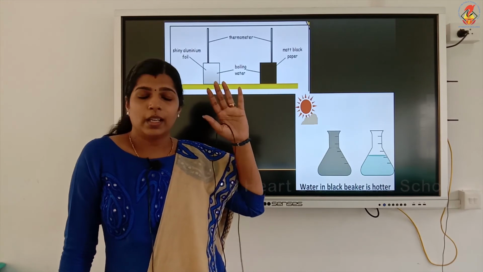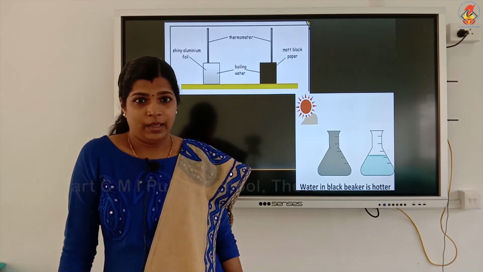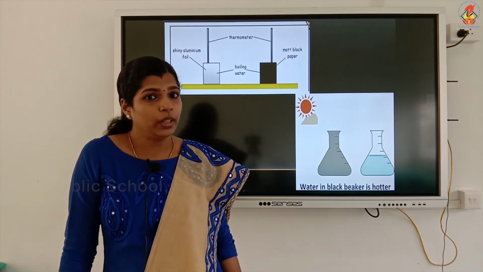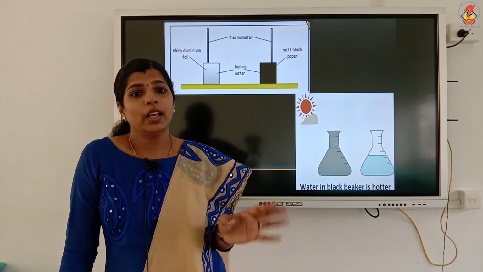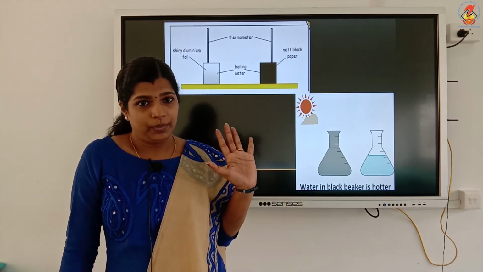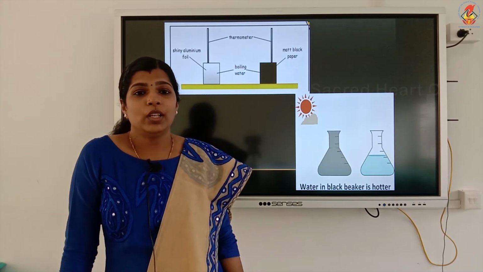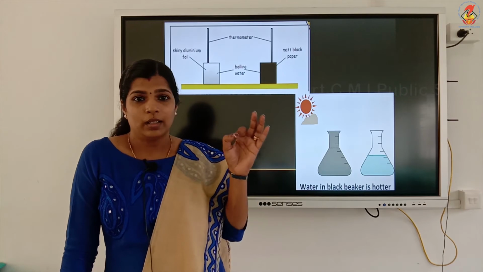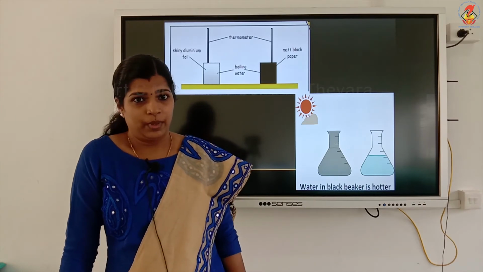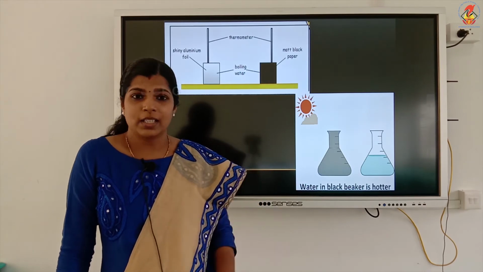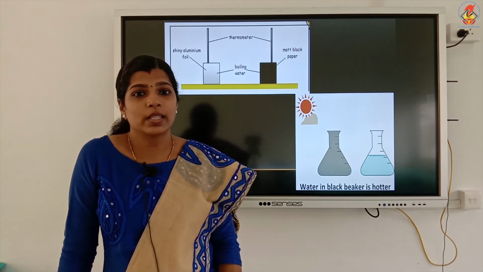When you keep these two cans in the sun, the temperature of the water in the black can will increase. Now I will heat both to the same temperature, keep both cans in the shade, and note the temperature again. After some time we can see that the temperature of the water in the black can decreases faster. In another way, the water in the black can cools down faster.